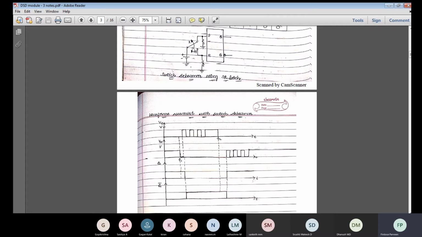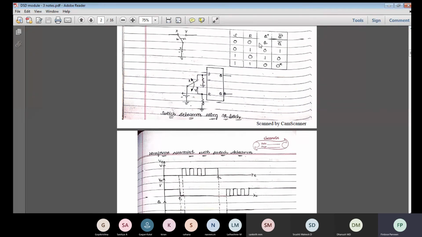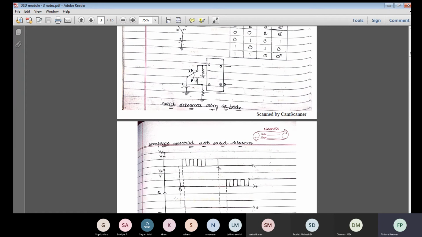Now when the switch is moving from X to Y, assume that this switch is somewhere in the middle. When it is in the middle, what happens? As this is grounded and this is grounded, S is equal to 0 and R is equal to 0. When S is equal to 0 and R is equal to 0, what do you have for flip-flops? It remains with the previous state, that is Q and Q bar. Here, what is the previous state? Q is equal to 1. At this part, when S is equal to 0 and R is equal to 0, what happens?